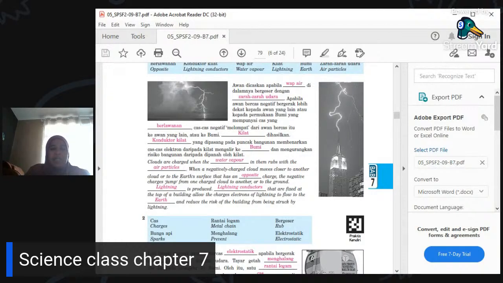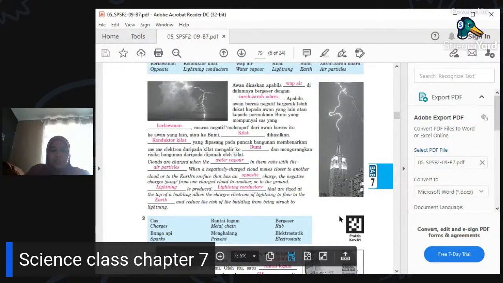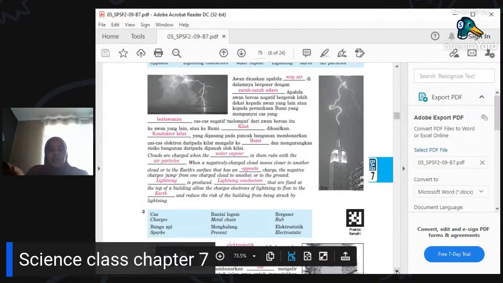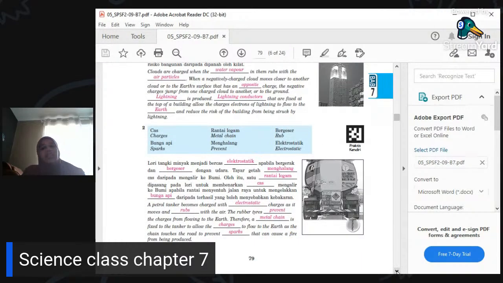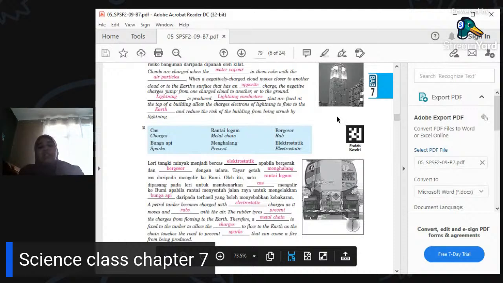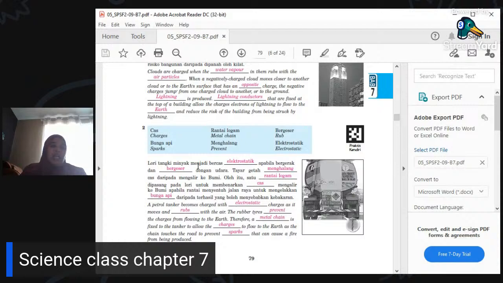If you don't have the lightning conductor, the lightning will strike anywhere, so we don't want that to happen, or else maybe the building windows will crack. So because of the lightning, that's why we have the lightning conductor on top of high buildings, so it will collect the electric current and then it will flow direct to the earth. So that's the function of the lightning conductors, to attract the negative charge from the clouds to the positive charge at the ground.